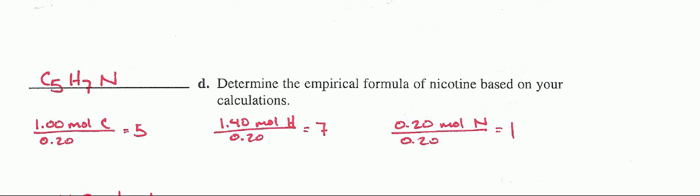So from this point, we will take the same step, which is to identify the smallest mole value present, which out of these 3, is 0.2. We'll divide all 3 values by 0.2. So obviously, the ratio for nitrogen is going to be 1. 1.4 divided by 0.2 is 7. 1 divided by 0.2 is 5. So our ratio of carbon to hydrogen to nitrogen is 5 to 7 to 1. So our empirical formula for nicotine is going to be C5H7N.